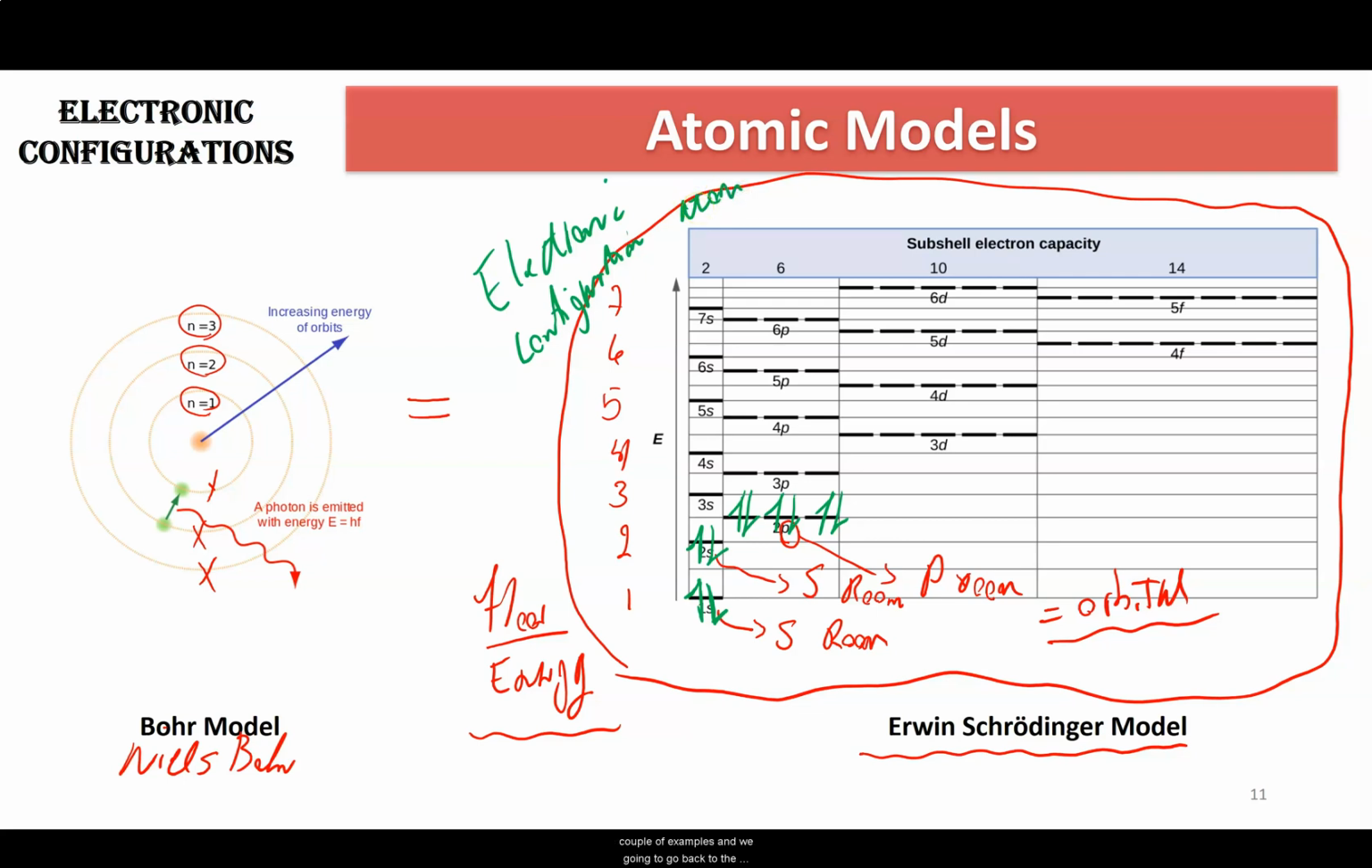All right, so moving forward, I'm going to demonstrate a couple of examples, and we're going to go back to the periodic table, and we're going to pull some atoms out, and we're going to do their electronic configurations. In other words, we're going to build a house for them, a building for them, and then we're going to start filling their rooms with their corresponding electrons. Okay, let's get started with the first example.